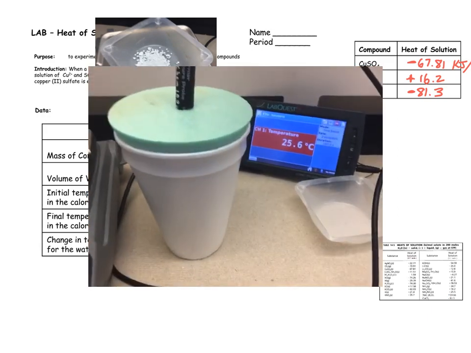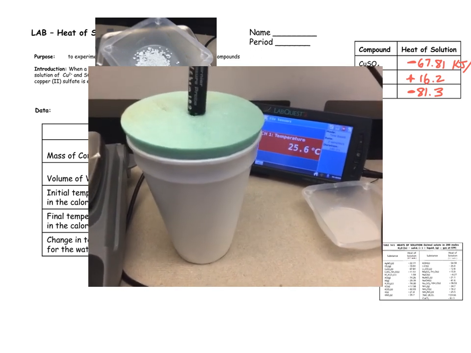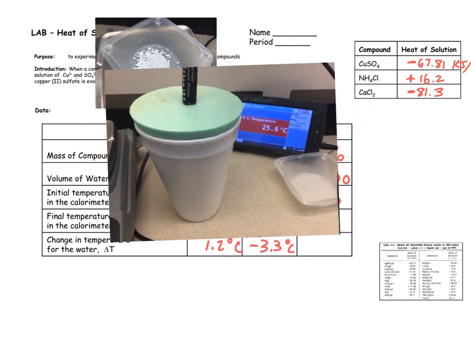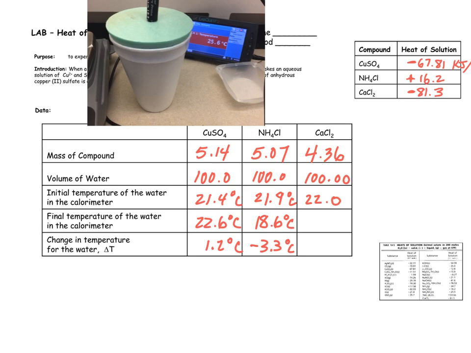Okay, it's been about a minute. Temperature is stabilized at 25.6 degrees. Therefore, our change in temperature is an increase of 3.6 degrees Celsius. All right, there is our data. In the next video, we'll walk you through the calculations part of the lab.